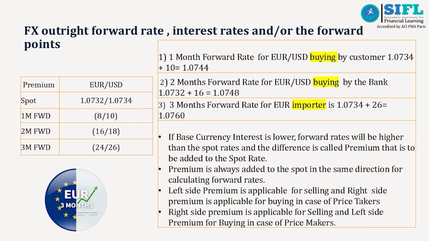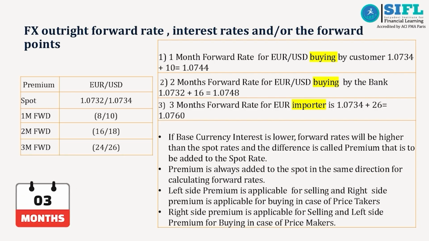Again, importer buying means we look at the right-hand side of the quote, which is 1.0734, and add the right-hand side of the forward points, which is 26 points. So the 3-month forward rate is equal to 1.0734 plus 0.0026, which is equal to 1.0760.